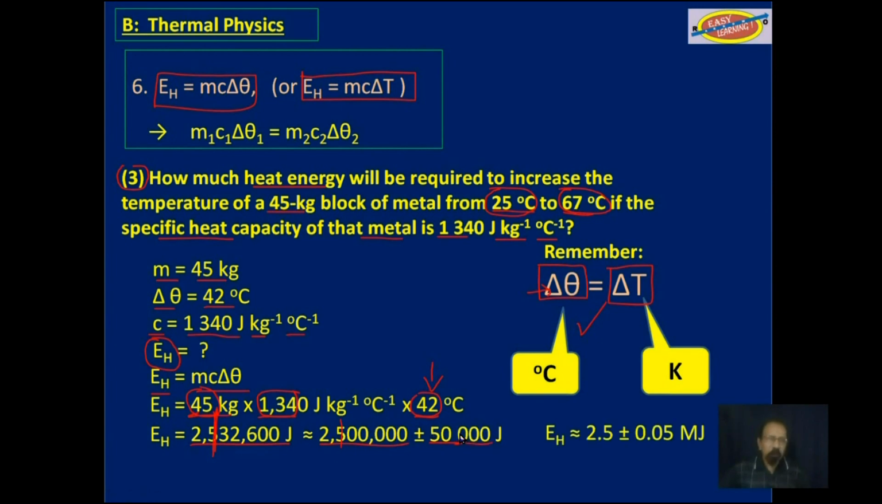You can compress that answer as 2.5 plus or minus 0.05 megajoules, million joules. As I said, CXC requires this format. This is also correct. That was question 3.